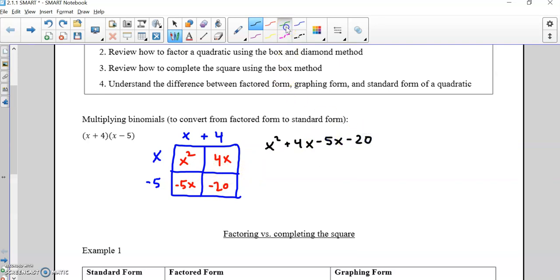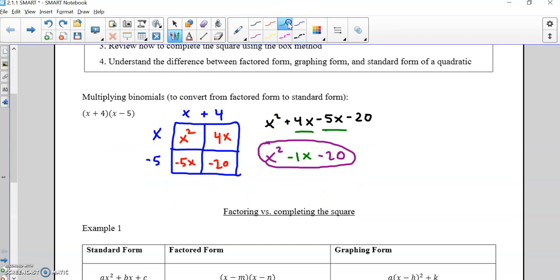So now, we can go ahead and simplify a little bit. These two are both x terms, so we can combine those. And so our final product here will be x squared, 4x minus 5x, that's negative 1x, and then minus 20. Okay, and so this is our final standard form product of those two binomials.